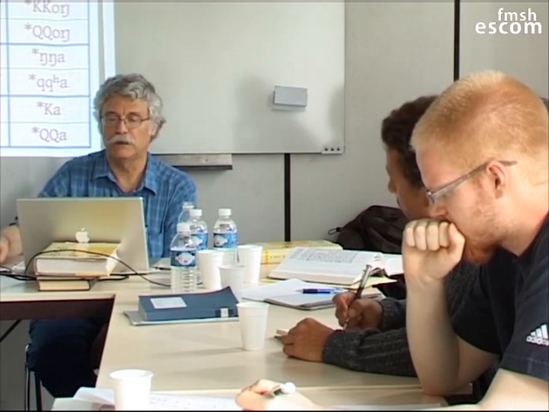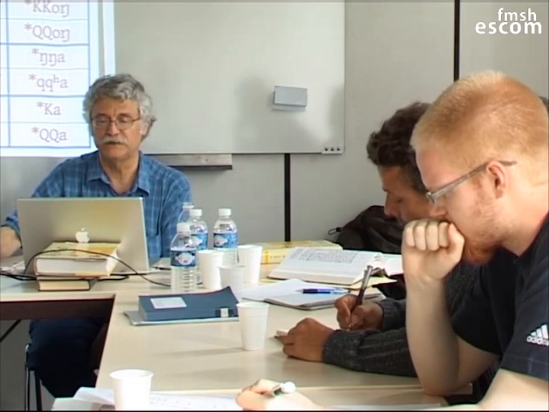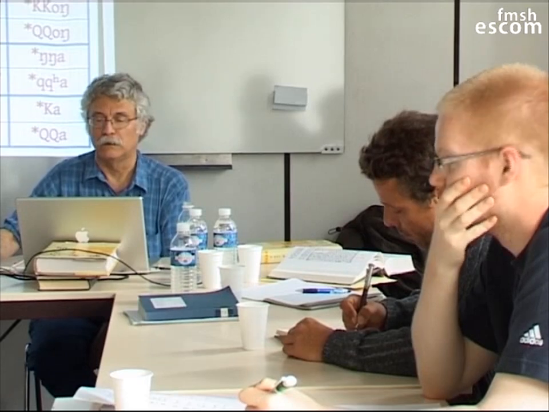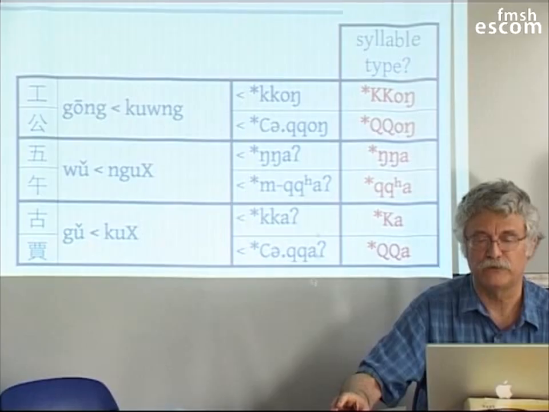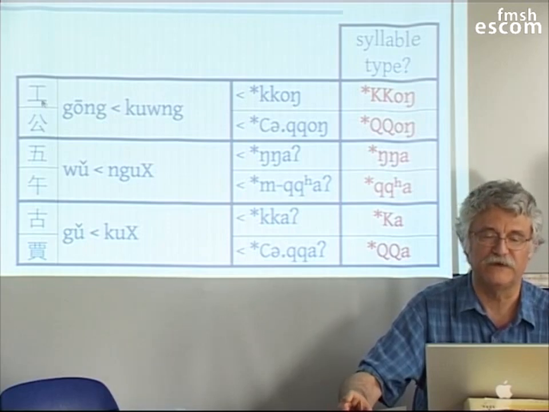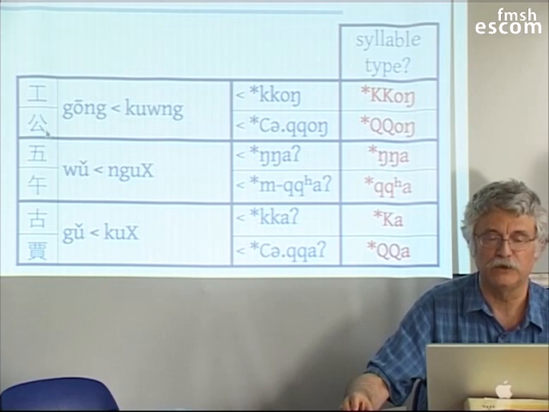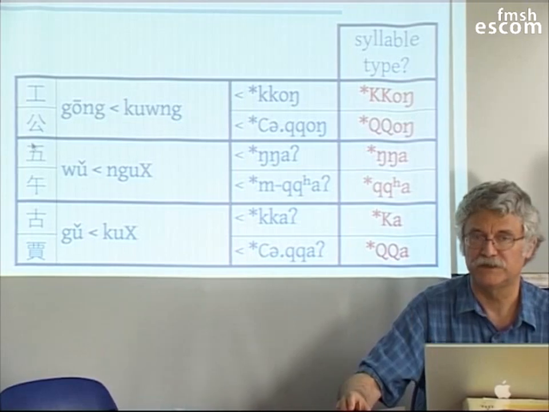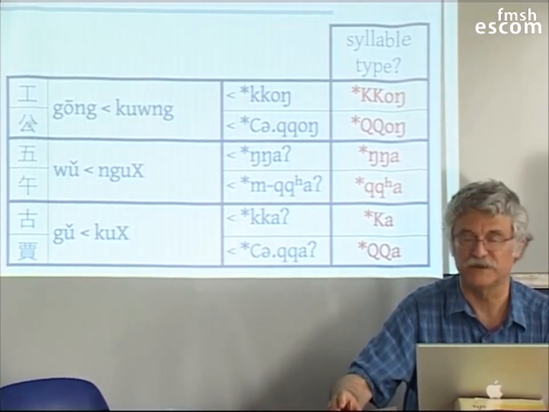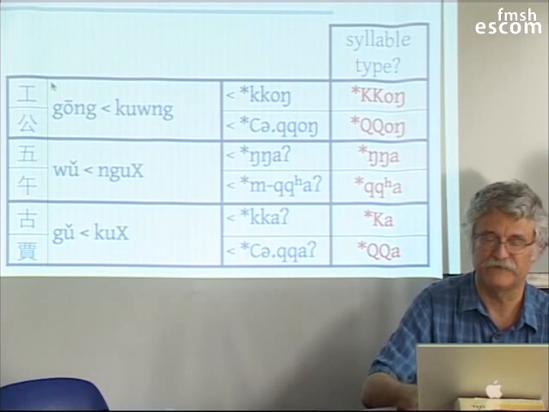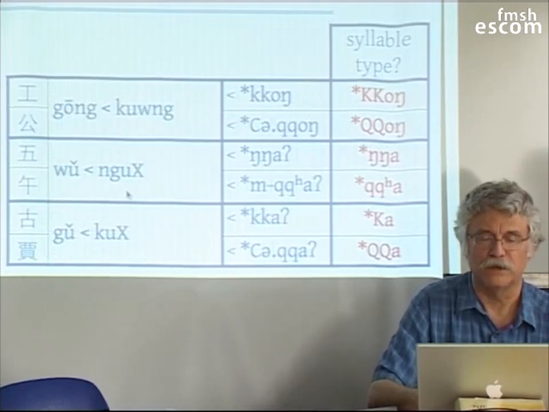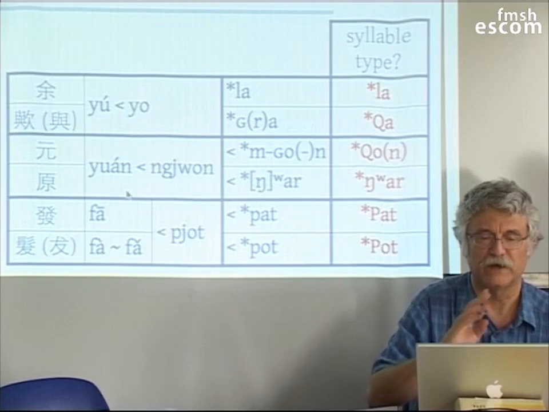So let me look. These are pairs. Each of these three pairs are homonyms in Middle Chinese. Gung gung, wu wu, gu gu. But you see, we have decided to reconstruct them differently. And in this case, it's always a case of velar versus uvular. And the reason for reconstructing the uvulars is that there are certain things that are typical of uvular series in our view, and you find those with the second one, but not with the first. So let's see, I think I have some more examples later. If not, I'll come back to that.